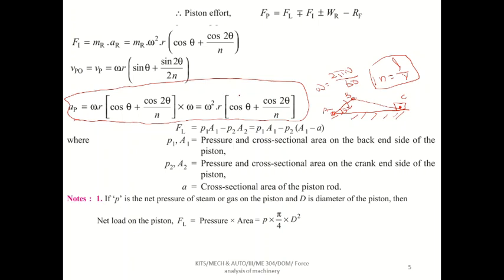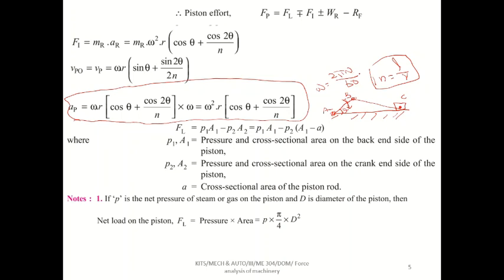This is the acceleration of the piston. Acceleration equal to omega square into r into cos theta plus cos 2 theta divided by n, where omega means 2 pi n by 60, where n is the speed of the crank. At what speed this crank AB is rotating, that is called n.